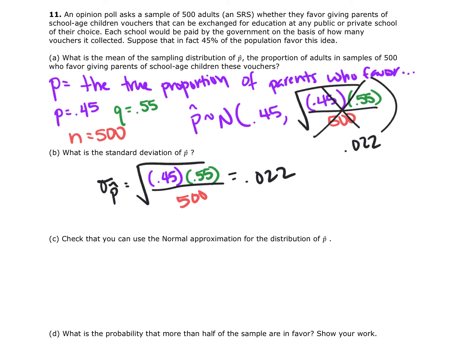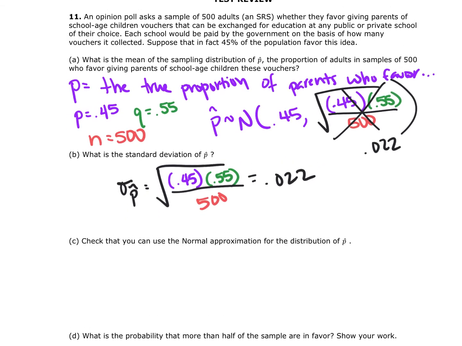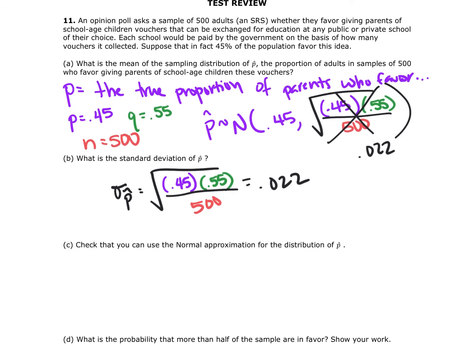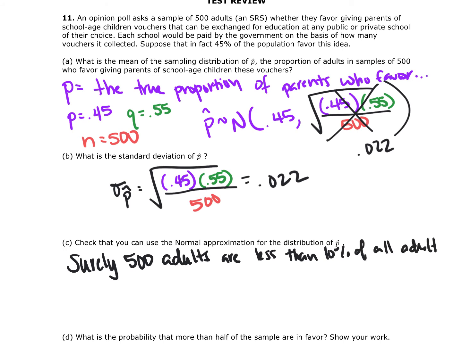So check that you can use a normal approximation for the distribution of p hat. Two things we really need to check. The first one is what we call our 10% rule. Surely 500 adults of school-age children is less than 10% of all adults in the population.